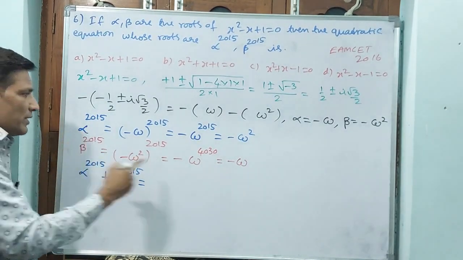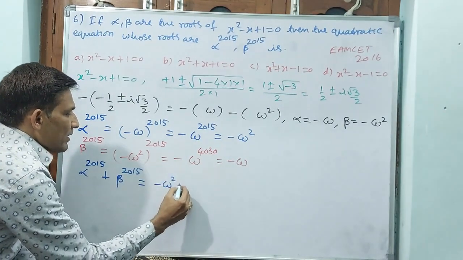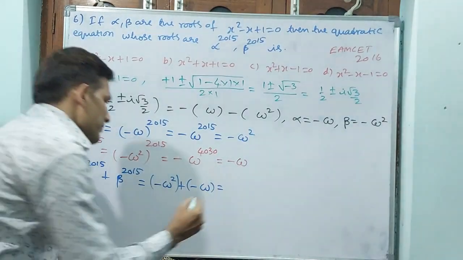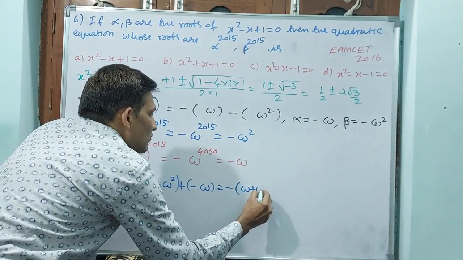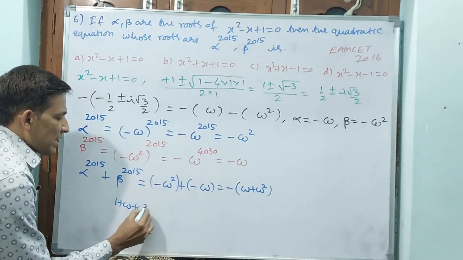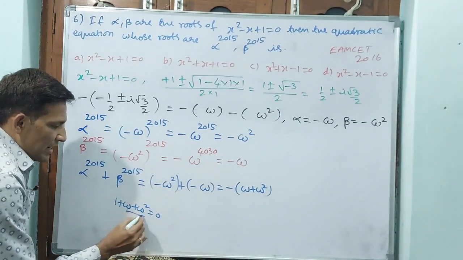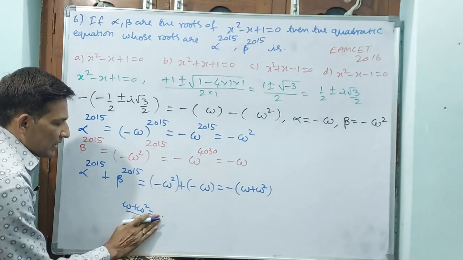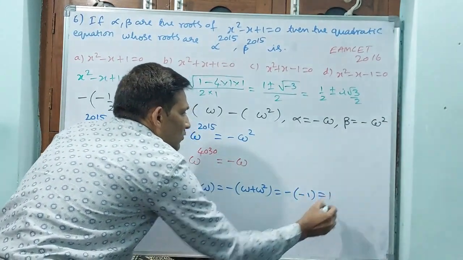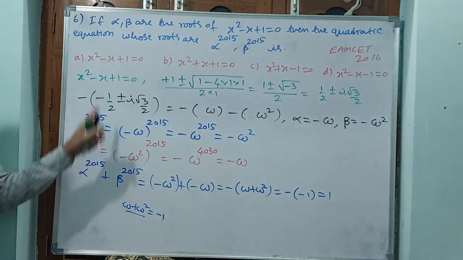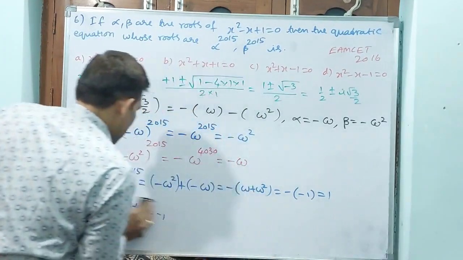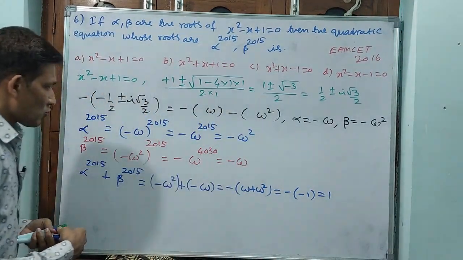how much is it going to become? You see, minus omega square plus minus omega, minus of omega plus omega square. Now you tell me, 1 plus omega plus omega square is equal to 0, so omega plus omega square will give minus 1. Here it means minus of minus 1, that is equal to 1. That means see, the sum of roots should come 1. Let it be. Okay, this one. And you go for the product of roots also. Why? Because two roots you have to get, na?